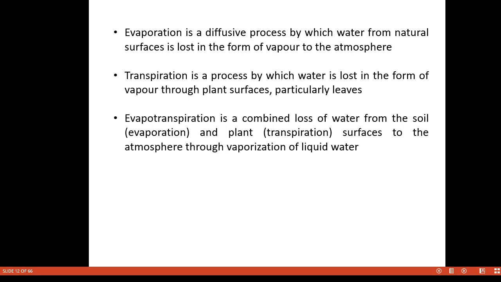Evaporation, by definition, is a diffusive process by which water from natural surfaces is lost in the form of vapor to the atmosphere. So the surfaces can be the surface of a leaf, or it can be from the soils. While transpiration is a process by which water is lost in the form of vapor through plant surfaces, particularly through the leaves, and we call the parts stomata.